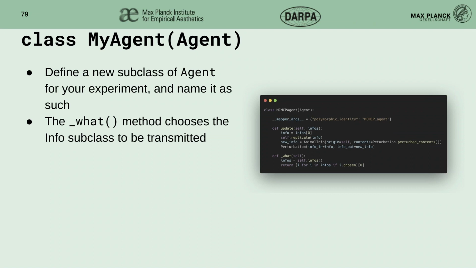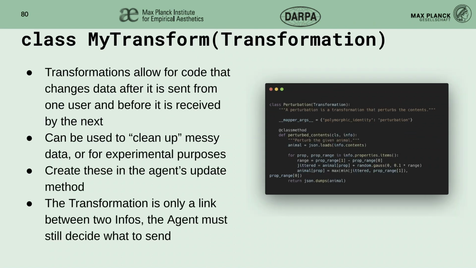I'm afraid there's one more of this section, which is transformations. You asked earlier, why wouldn't you just create a class for transformation? This is what you would do. So you would say, this is MCMCP. It has a type of transformation called a perturbation.